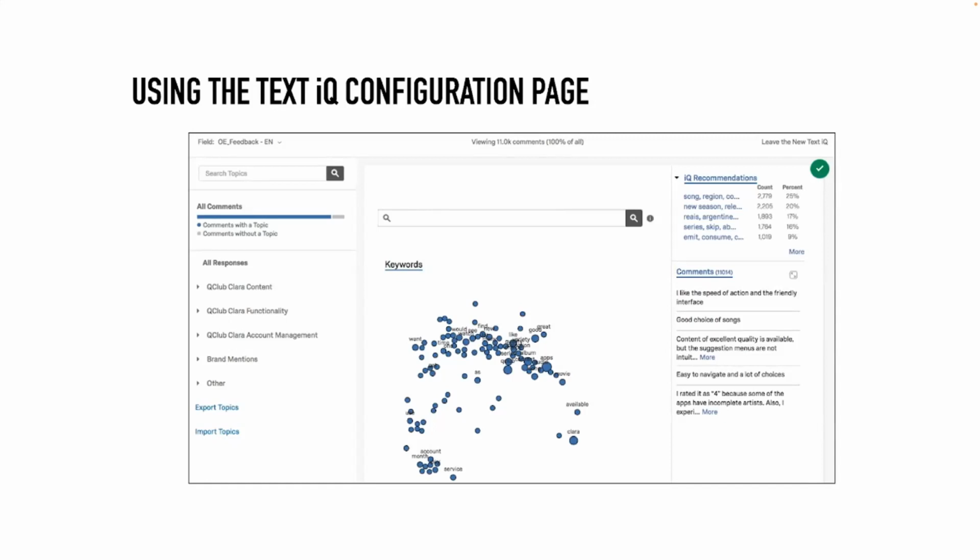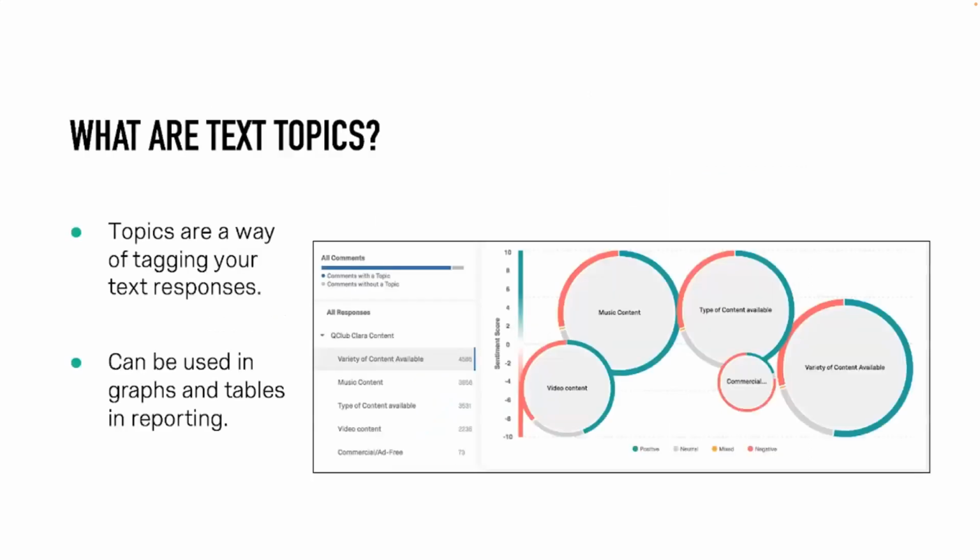On the right, this is one way that Text IQ recommends topics for you. And then underneath, you would see a list of all your comments. I'm going to go into this in a little bit more detail in just a moment. But let's get into what exactly are text topics.